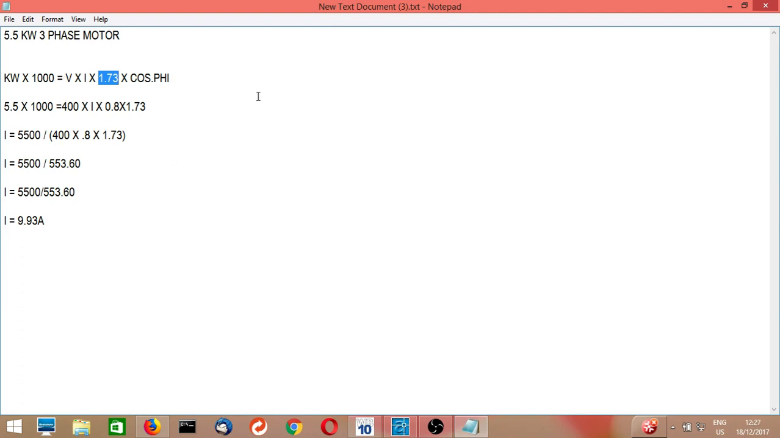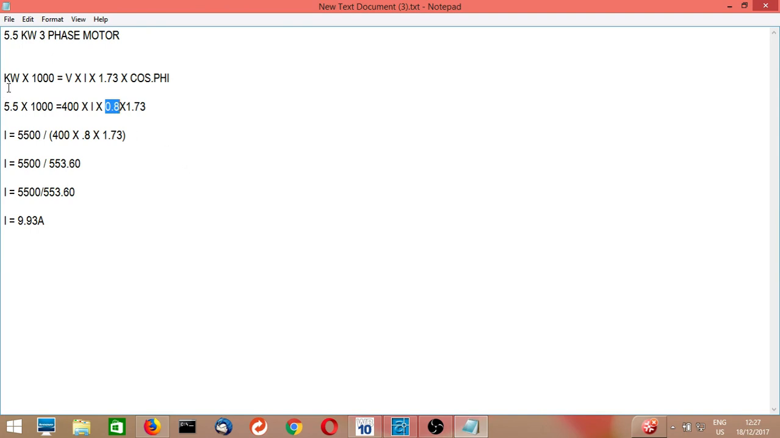Cos phi is nothing but the power factor. The power factor we normally consider as 0.8 for motor starter calculations. 0.8 is the 80% power factor. What the power factor is and so on, maybe we will take in another tutorial class. Now we will just consider 0.8 as the power factor.